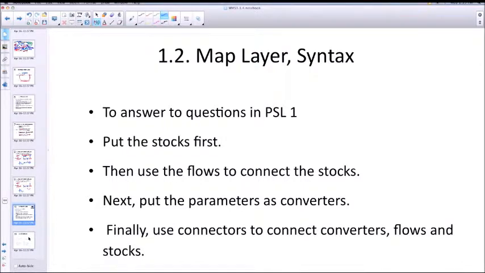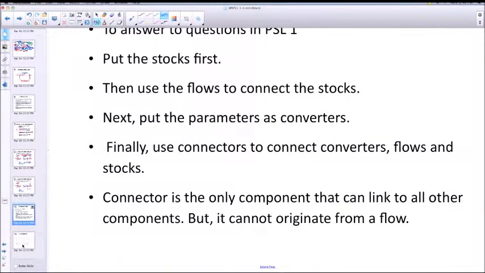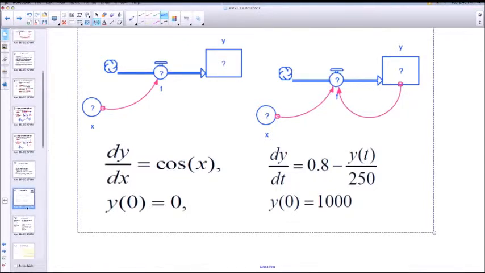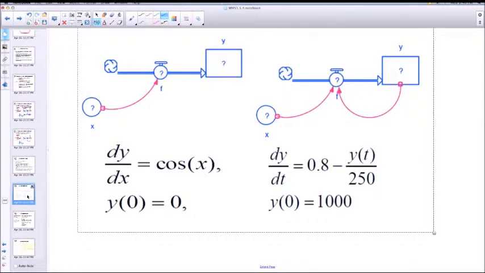I cannot go into detail, but I introduced this layered structure. In the map layer, we call it a conceptual model. And in the model layer, you need to answer those questions. Like this is the example I did: integrate the cosine x. The second one I did not run through, but we can, to find this relationship. And once you answer all those question marks, you get the mathematical model.